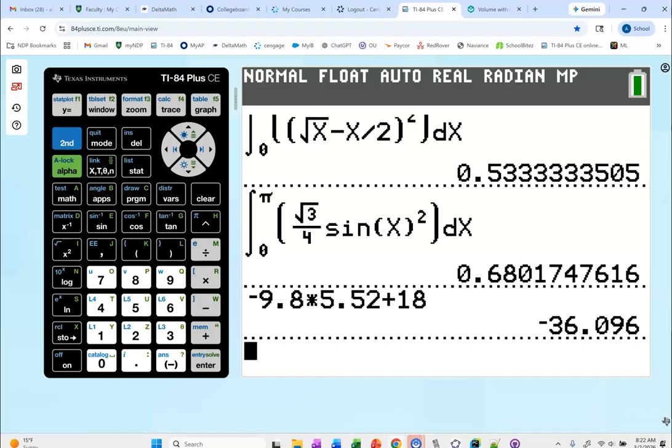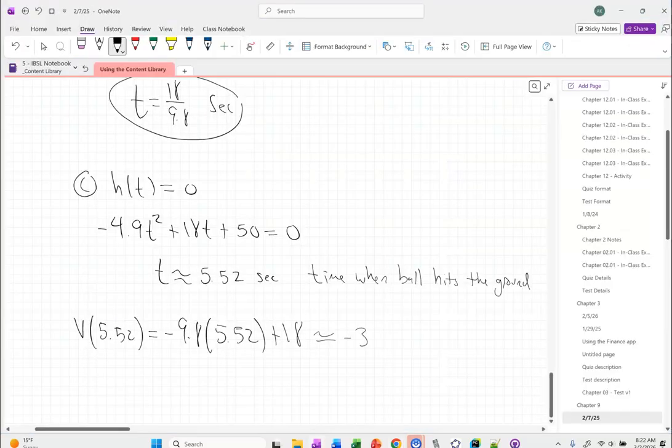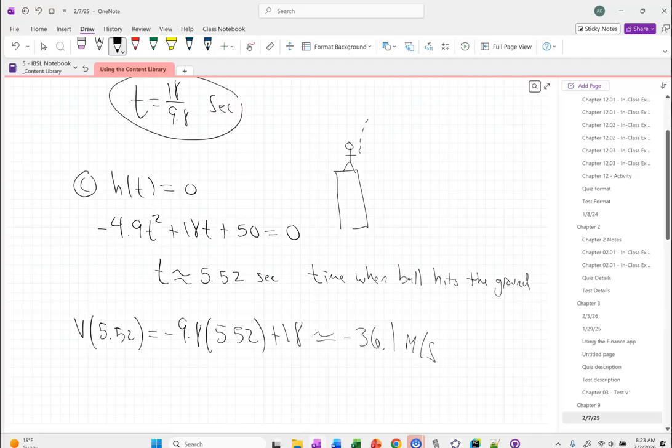So negative 36.1, we'll say, meters per second. Now, does it make sense that the value is negative? Let's think about the situation, right? We got some person on top of a building. They throw the ball up, and it hits the ground. So it makes sense that that velocity is negative.